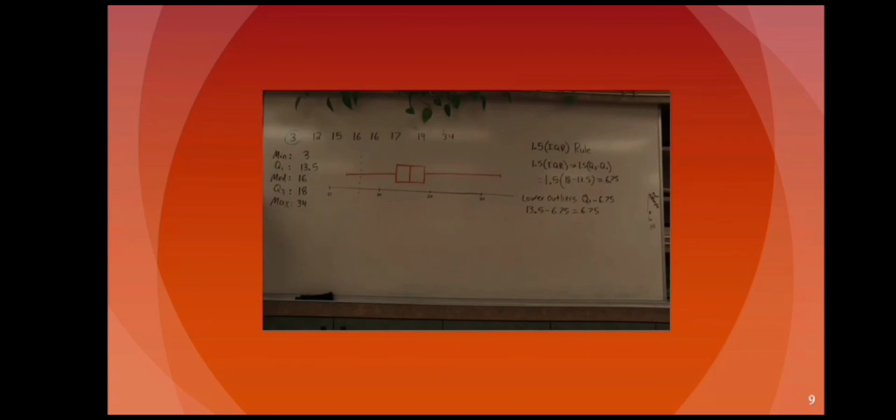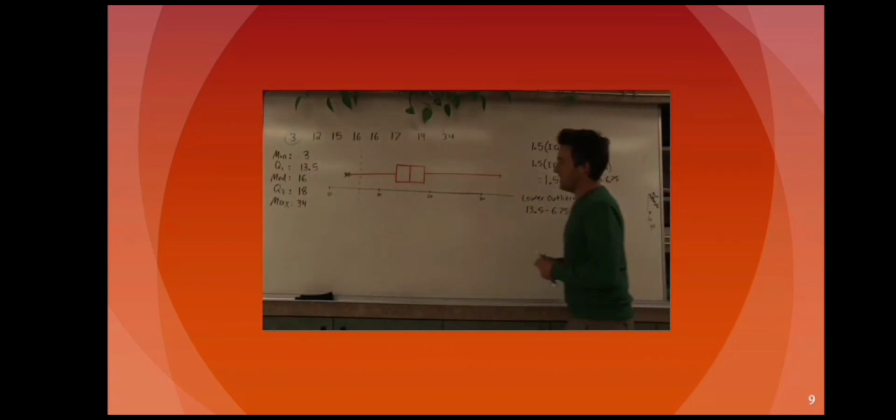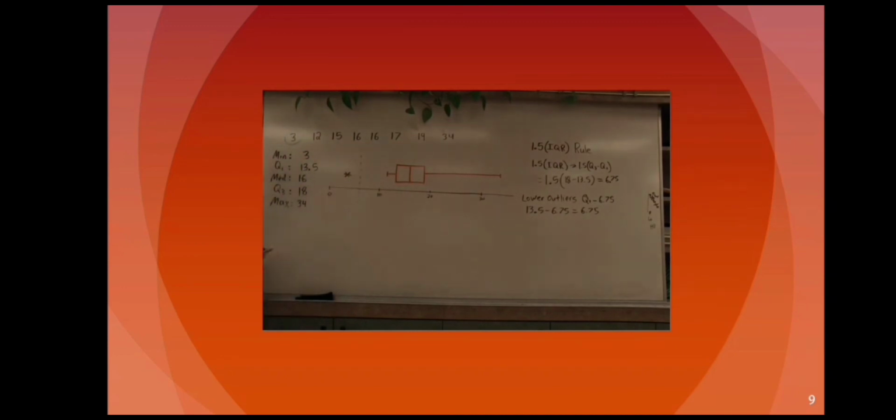Here's how you modify the box plot. Replace the outlier with an asterisk. So the 3 is now an asterisk. And our lowest value that's not an outlier is 12. So that's going to become our new end of our whisker. And we'll get rid of that. What we've done is just modified the box plot. But we have to do the same thing for upper outliers.